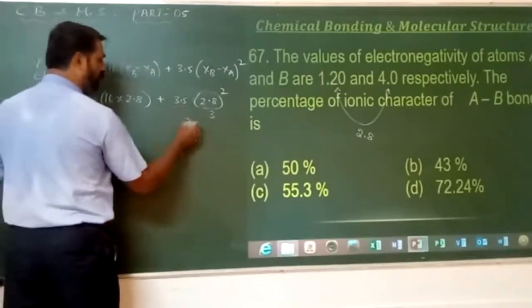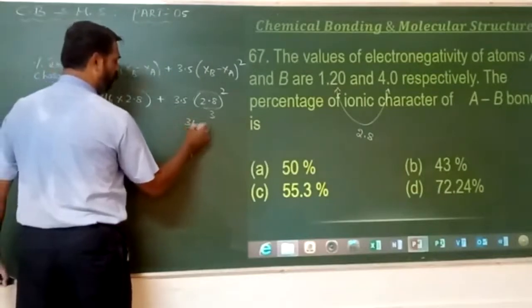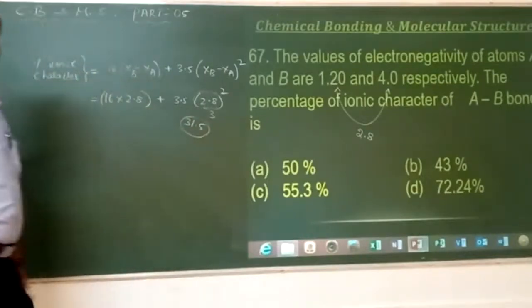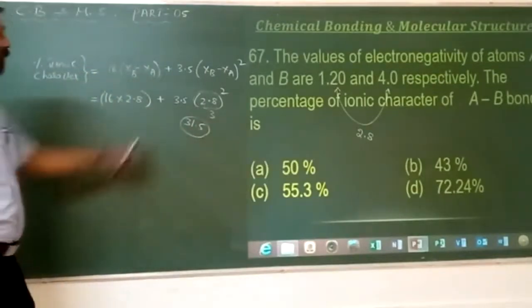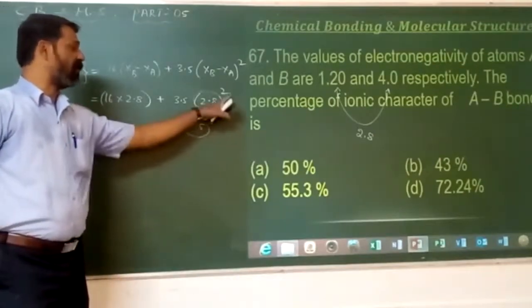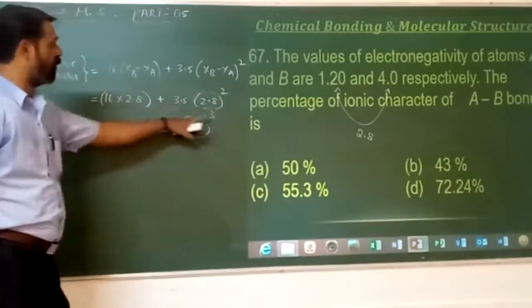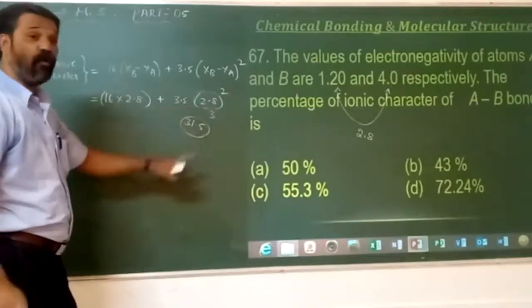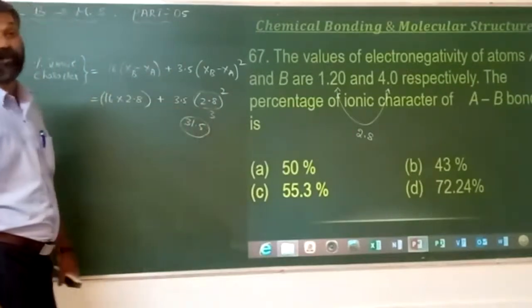4.5. Nearly 31.5 is approximate. What 31.5 is? It is not exact. If I take the approximate value as 2.8 is nearest equal to 3, 3 square is actually 9. 9 3s are 27. 9 into 0.5 is actually 4.5. 27 plus 4.5 is 31.5.